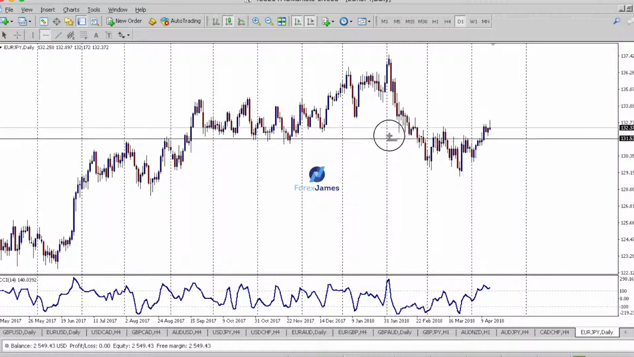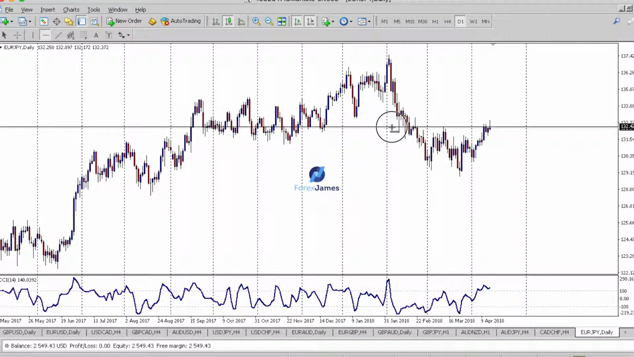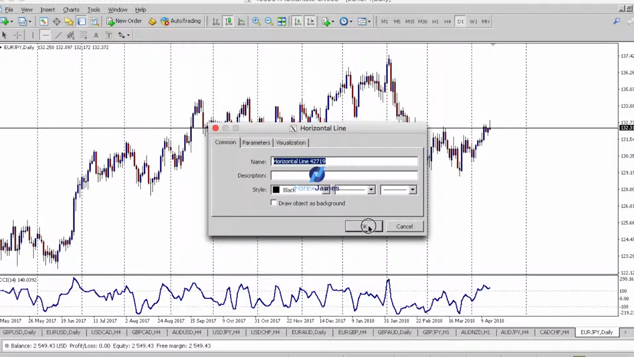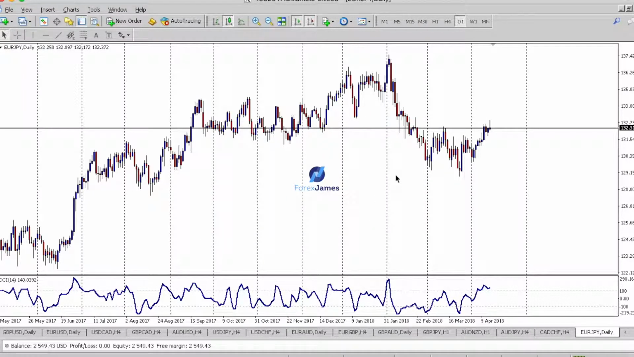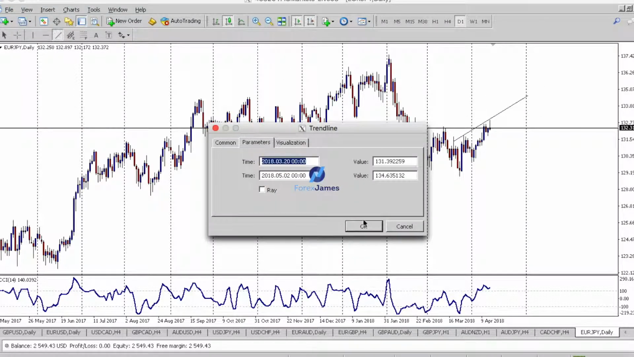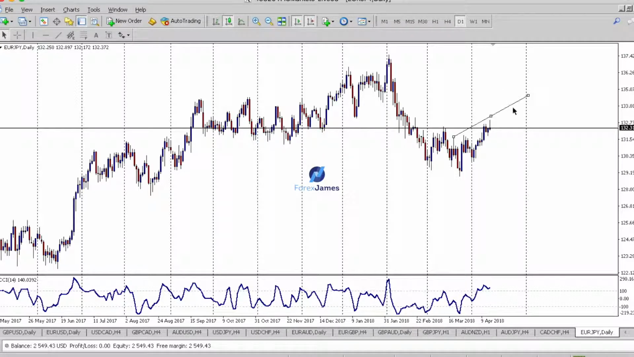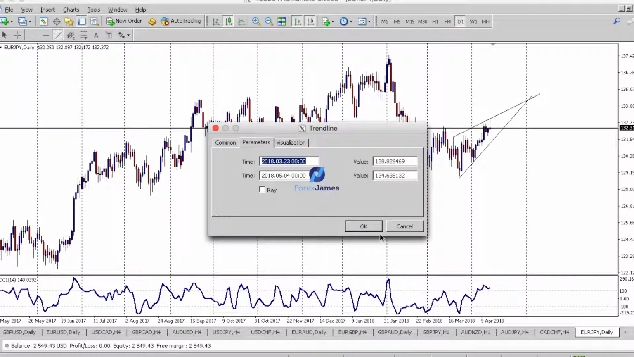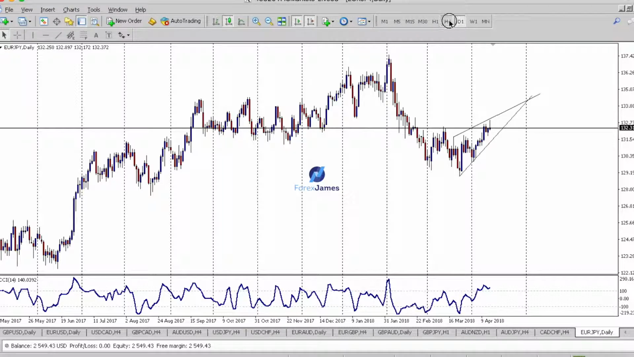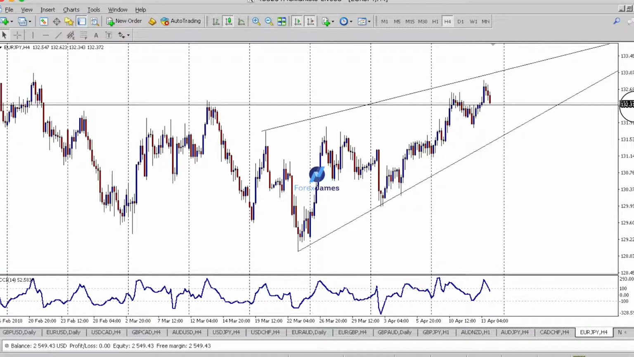Euro yen is similar to the pound yen. This looks like a pennant, a wedge. So it might make another push up. Then we look for shorts. Or if it goes down, then we look for longs.